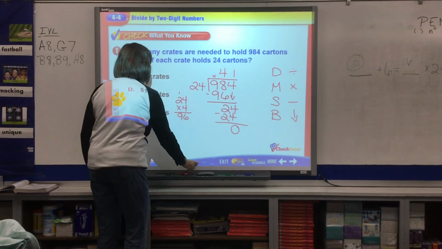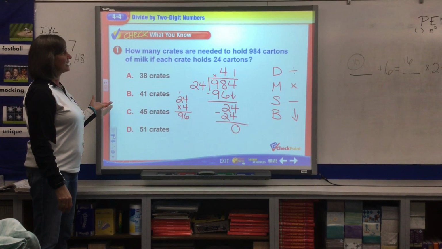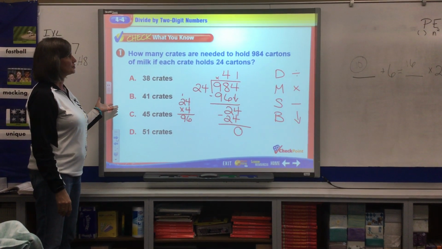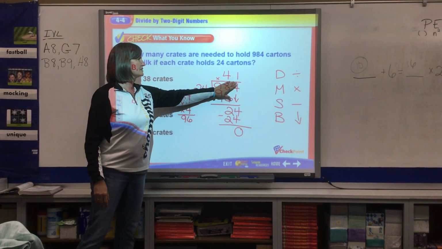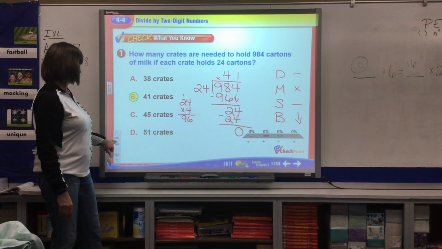All right, so to answer the question, how many crates are needed to hold 984 cartons? If each crate holds 24, our correct answer here we got was 41. That would be letter B.